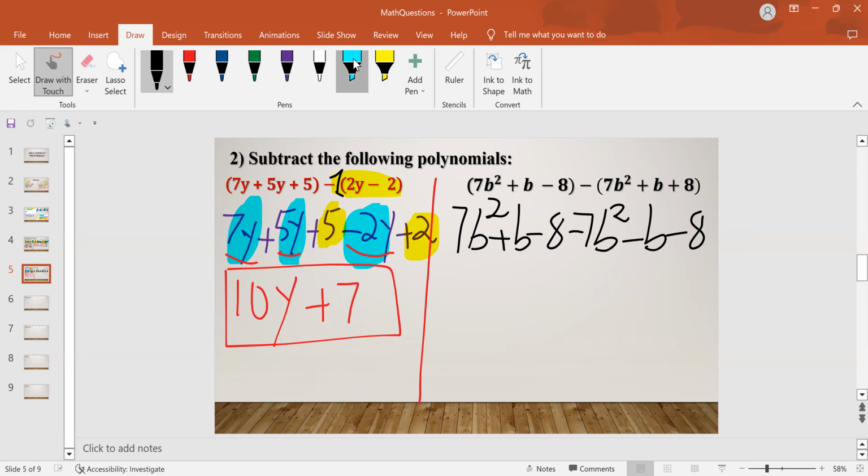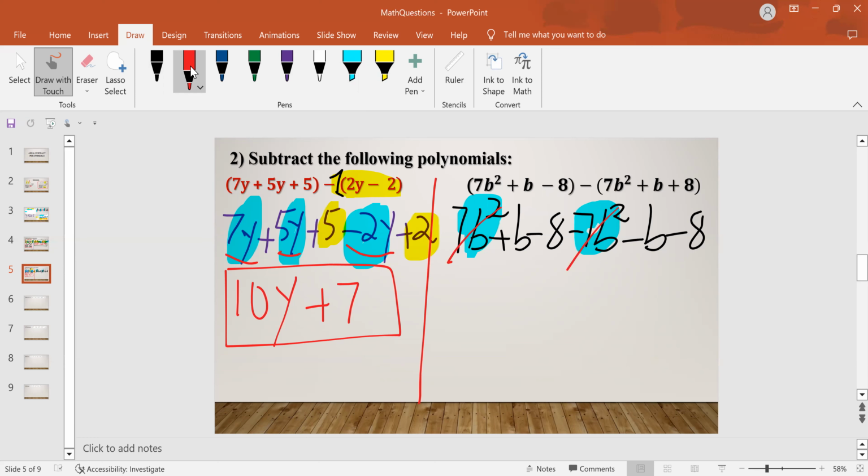Okay, like terms, we have 7b squared and negative 7b squared. So 7b squared and the negative 7b squared will cancel out each other. So this is 0. So this and this are gone. Yeah. So we have opposite coefficients because one coefficient is 7, the other coefficient is negative 7, and the 7 added to negative 7 is 0.